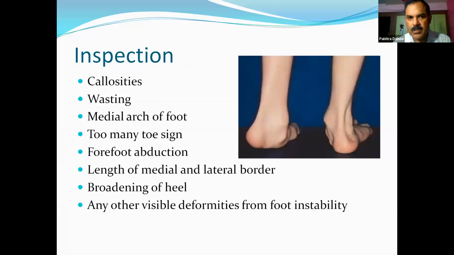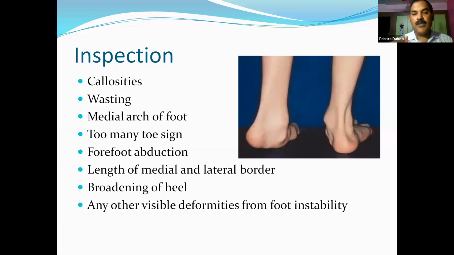Is there any callosities? Where are the callosities? Is it in the medial border? Callosities means hypertrophied thick skin. Whether you find it in the medial border, whether you find it in the lateral border. If the medial border callosity is there, that indicates you are dealing with a flat foot. Maybe you are going to deal with a crouch, right? If you are finding the callosity in the lateral border, that indicates that maybe you are dealing with a cavovarus foot or a varus foot. That you can see maybe tibialis posterior spastic here.